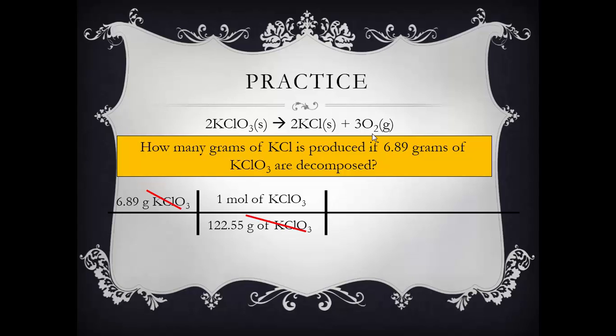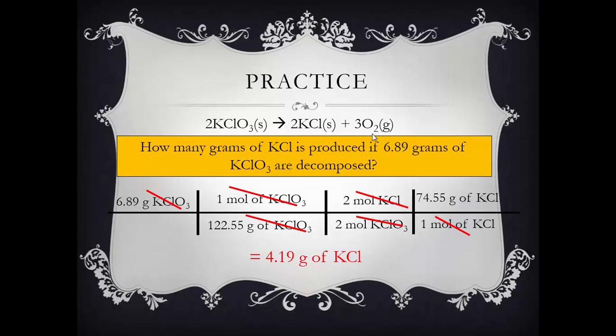Now you have moles, so we can go from moles to moles. And in the balanced equation, they are a 2-to-2 ratio. So it's a 1-to-1 ratio. Moles of KClO3 cancel out. So now we're trying to get from moles of KCl to grams using the molar mass of KCl. Moles cancel, and you should get 4.19 grams of KCl.